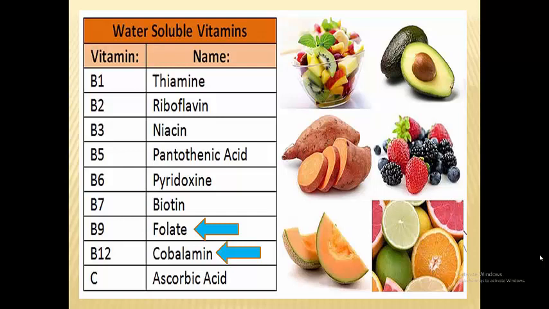All the others are water soluble except this one. I'm going to keep it simple and leave it at that. So people who are vegan generally need to take a B12 supplement.